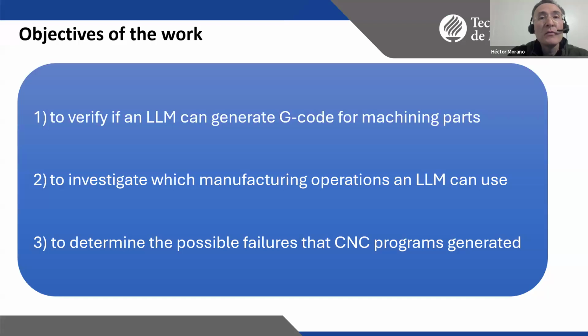The objectives of this work were to verify if an LLM can generate G-code for machining parts on CNC milling machines that work with a specific controller. The second one was to investigate which manufacturing operations an LLM can use. And finally, to determine the possible failures that CNC programs generated by an LLM can have.